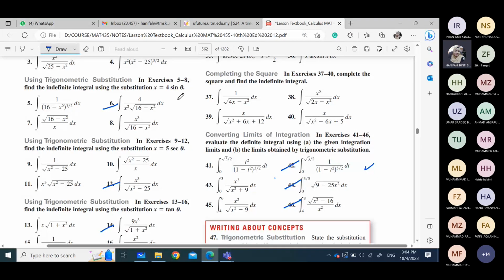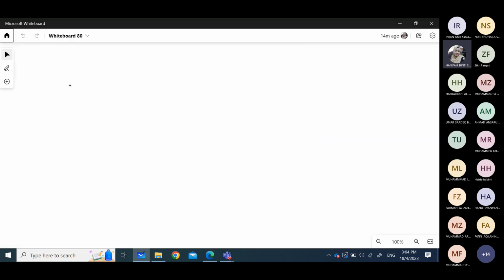Okay, so this is exercise 5 to 8. Find the indefinite integral using substitution x equals 4 sin theta. In this exercise, the substitution has been given, x is 4 sin theta. So you just enter this substitution, substitute and solve. Okay, alright. Who can check the answer?